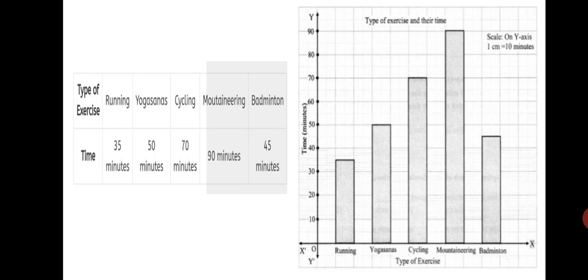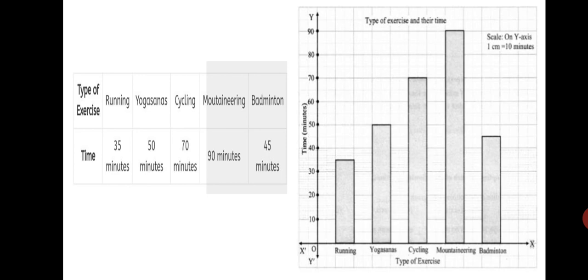So let's start. First step, write the title, type of exercise and time. You can see in the table it's given as the heading, so you can use the same to write your title. Second step, draw your x-axis and your y-axis. Once that is done, mark the point of intersection as 0.